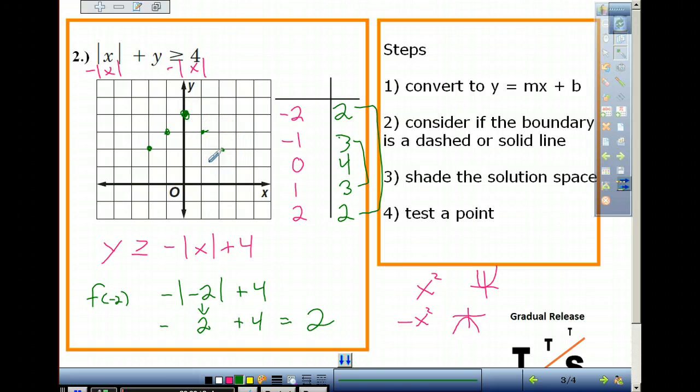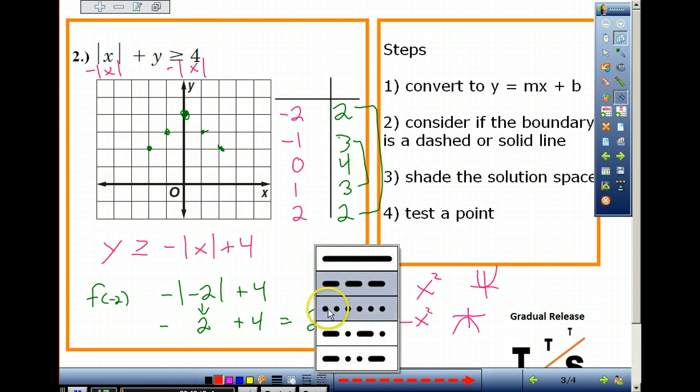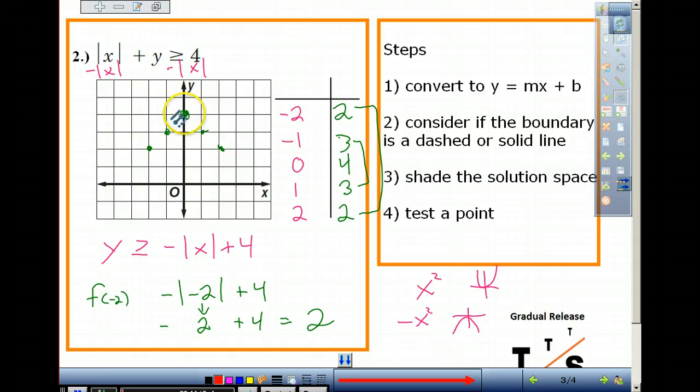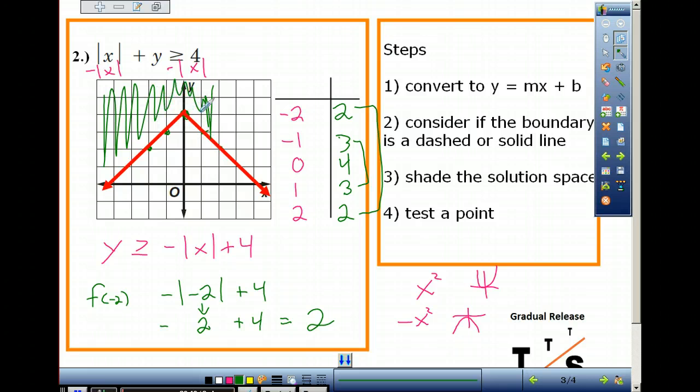So yeah, just as we predicted, solid or dotted? What is it? Solid. From here. Just as we predicted, it's facing down, and it's moved up 4. Instead of starting at 0, 0, moved up 4. And it's facing down because of the negative, just like an x squared would face down. Shaded up or shaded down? Up. Good.